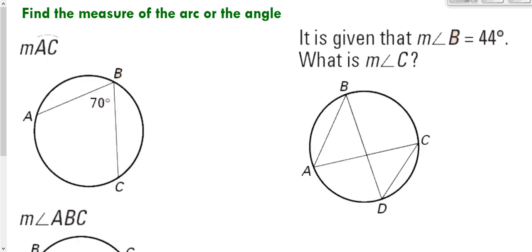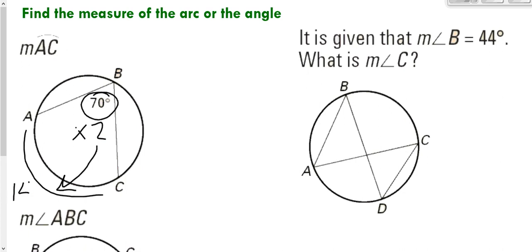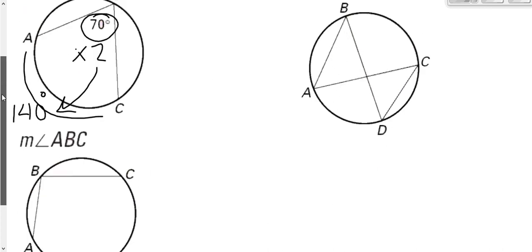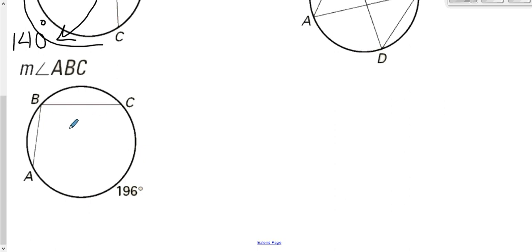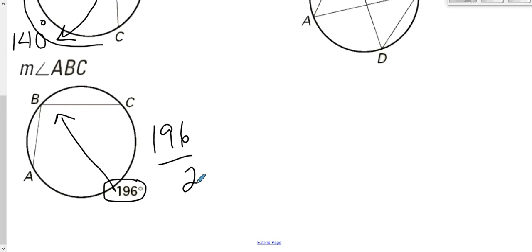Here's some other examples. We'll go back to this in a moment. If we want to find arc AC, and you know the angle here is 70, all I need to do is multiply that by 2, and I will find that arc down there, which is 140 degrees. Down here at the bottom, arc ABC is 196. If I want to find that angle right there, I take 196 and divide it by 2. Doing that, it tells me that that angle right there is 98 degrees.